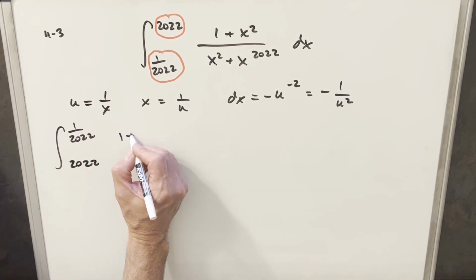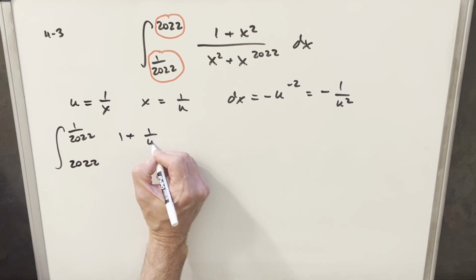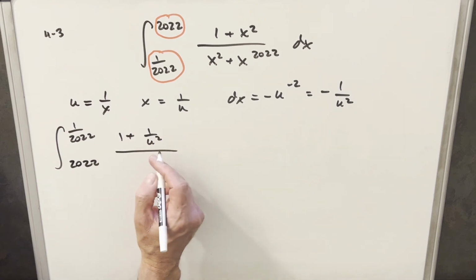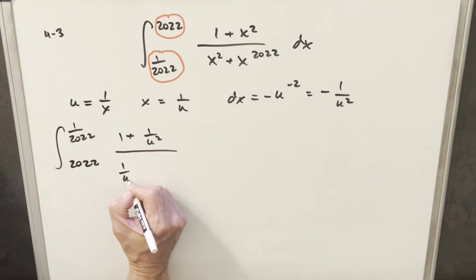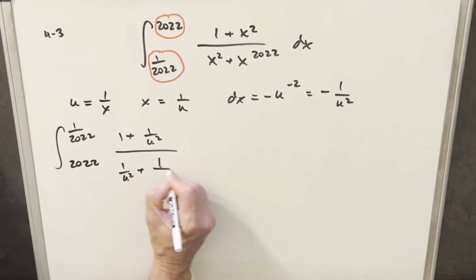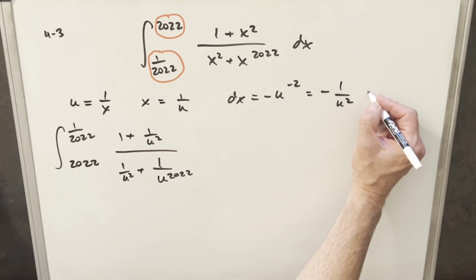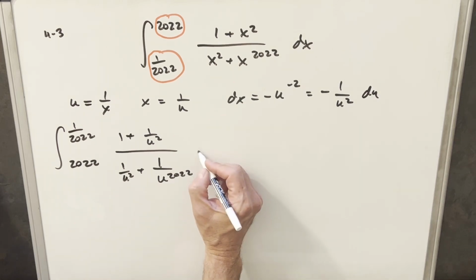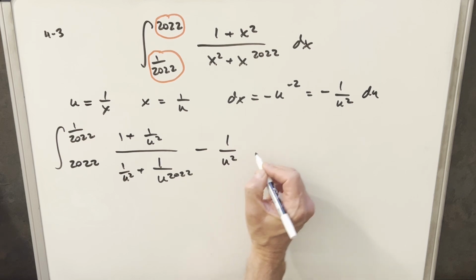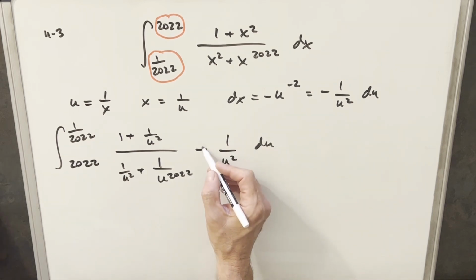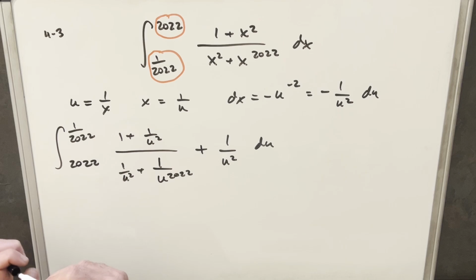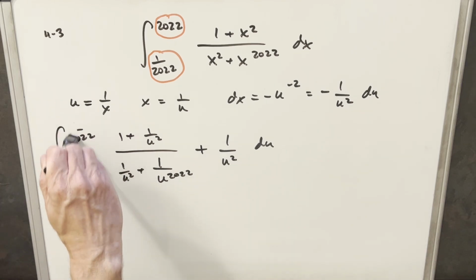Then in the numerator, we're going to have 1 plus x squared is going to be 1 plus 1 over u squared. Then again, we'll have 1 over u squared here, and this is going to be 1 over u to the 2022. Sorry, I forgot a du over here. So for our dx value, we're going to have minus 1 over u squared du. Well, I can take this minus sign in front of the integral and use it to just flip my bounds here. So let's put this back.